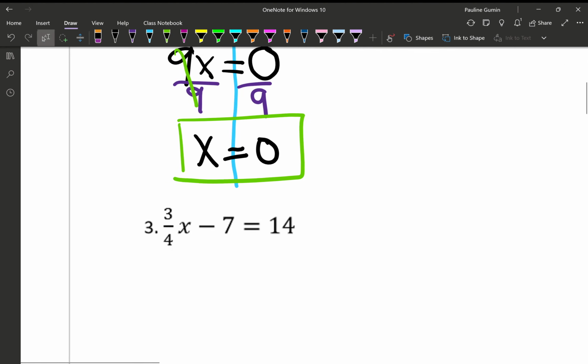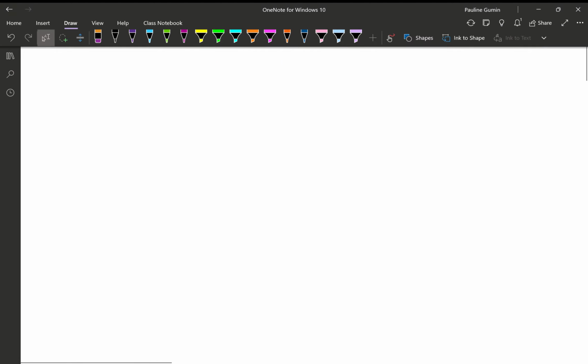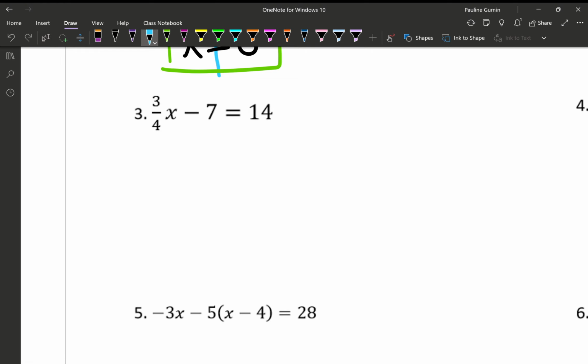All right, let's take a look at number 3. Okay, number 3 is a fraction, but don't worry about it. We'll sort it. All right, line down the middle. Now I want to get x by itself, so the very first thing I'm going to do is undo the minus 7 by adding 7 to both sides.